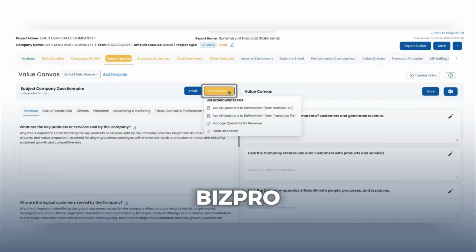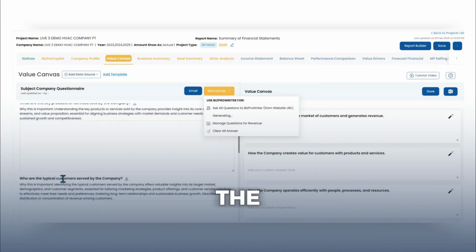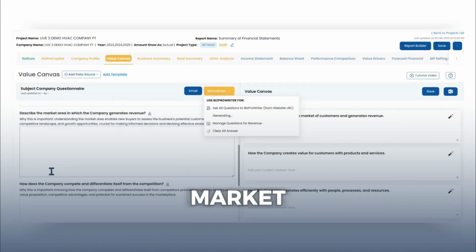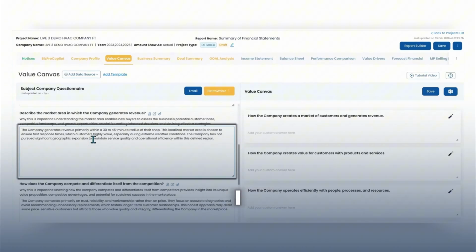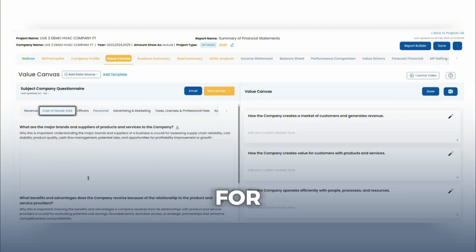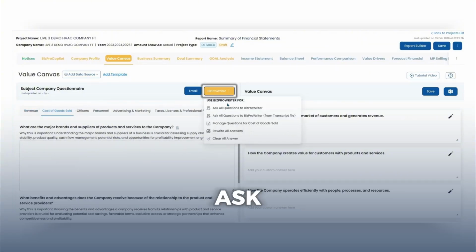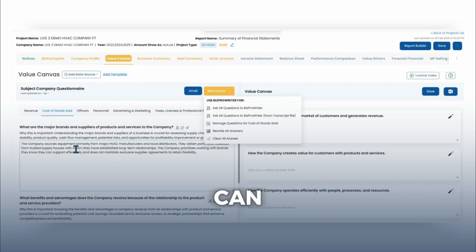Now I can tell BizProValue, ask questions and tell me about the key products and services, the typical customers, the market area, how the company competes and differentiates itself. And now BizProValue has parsed that information in the transcript, which I uploaded, and developed answers for us. And I can do that for any question that I want to ask. It will parse that information and read it and deliver good narrative text that you can use.